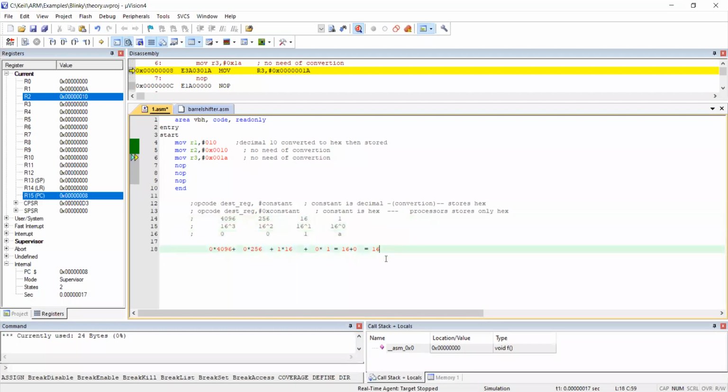Okay, I think it is well arranged. So the information is 001A, the hexadecimal scale, their equivalent value, and now the explanation. 0 into 4096, 0 into 256, 1 into 16. So now my question, what is A into 1?